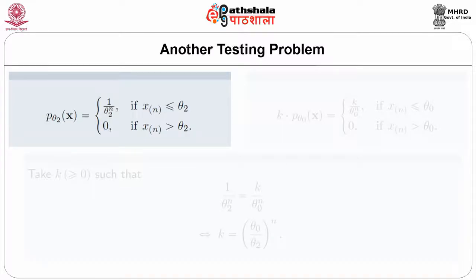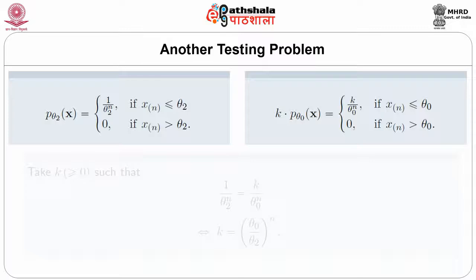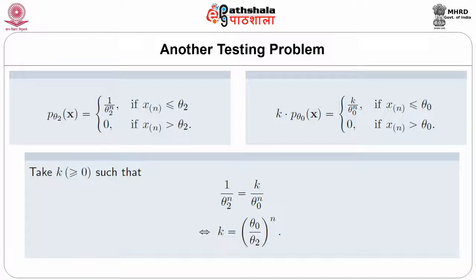So, p theta 2 of x is 1 by theta 2 to the power n if x order n is less than or equal to theta 2 and 0 otherwise, and k p theta naught is k by theta naught to the power n if x order n is less than or equal to theta naught and 0 otherwise. You can take k less than this or greater than this and try to find the most powerful test for this problem, but here we consider that k is exactly theta naught by theta 2 to the power n.